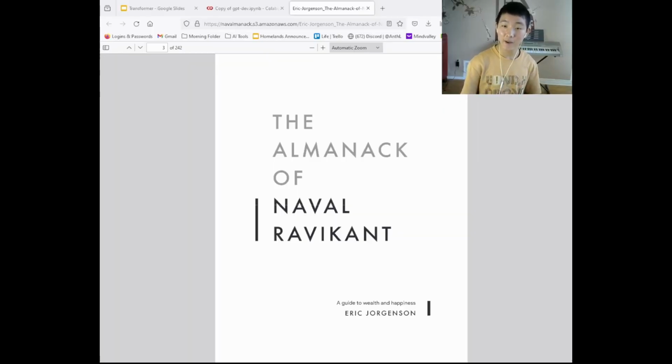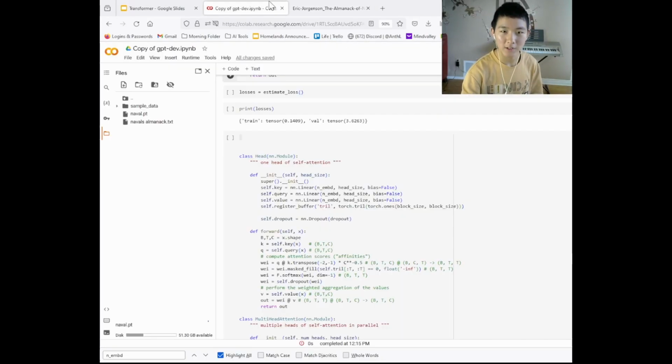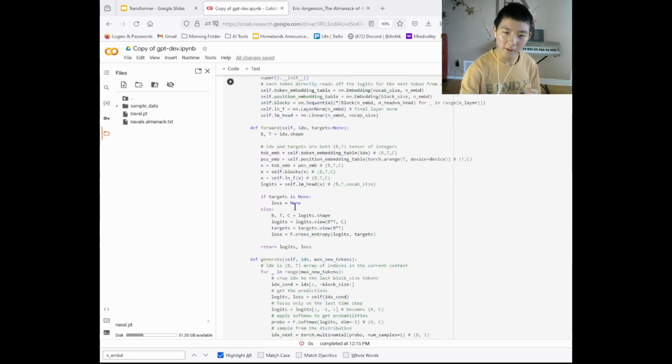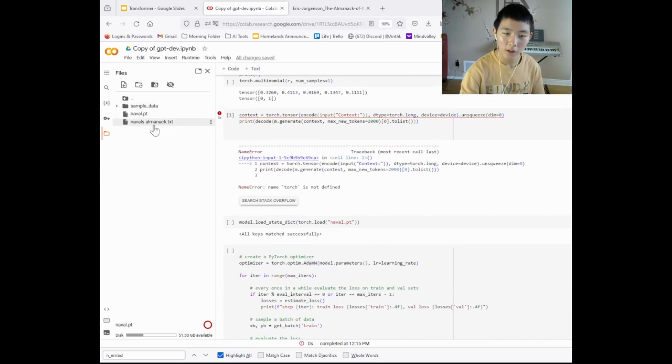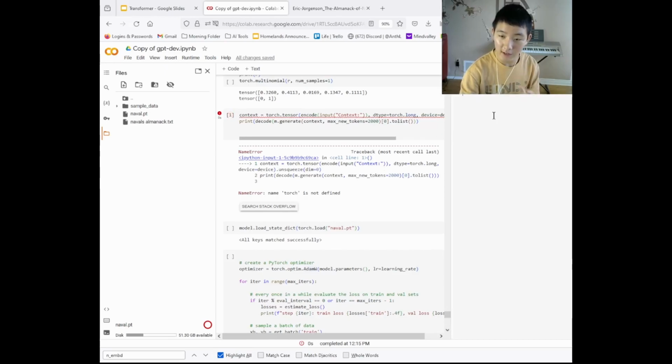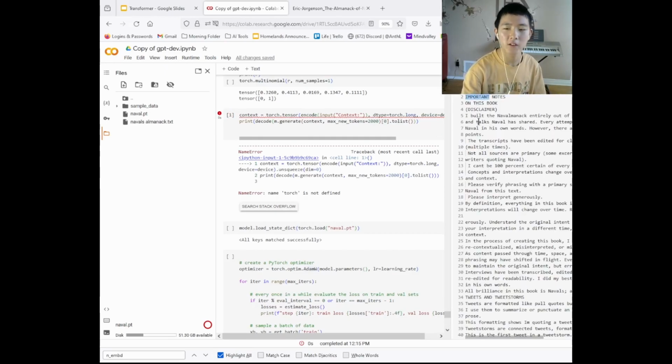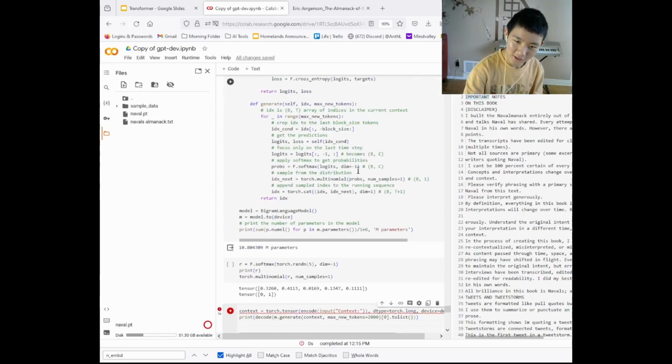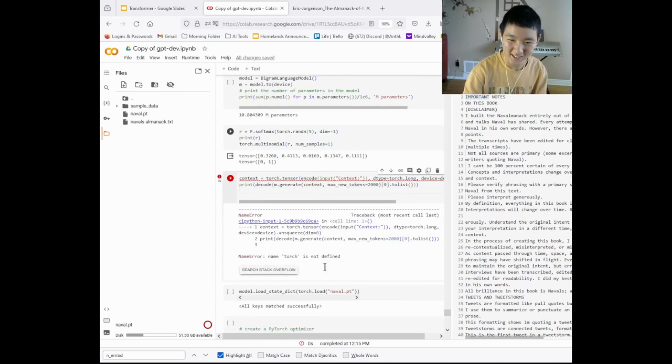And the data I trained my AI on was a PDF of the Almanac of Naval. And he's basically a super rich guy who's giving a guide on how to be rich and be happy. But here it is. So the way my thing works is really simple. It trains the AI on this data, tries to predict the next word. But for cost reasons, I'm gonna be predicting the next letter.